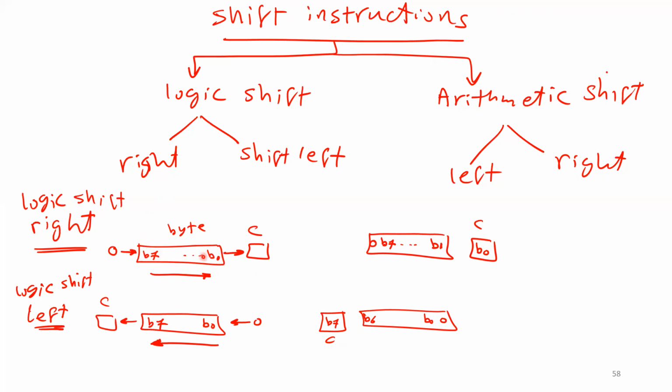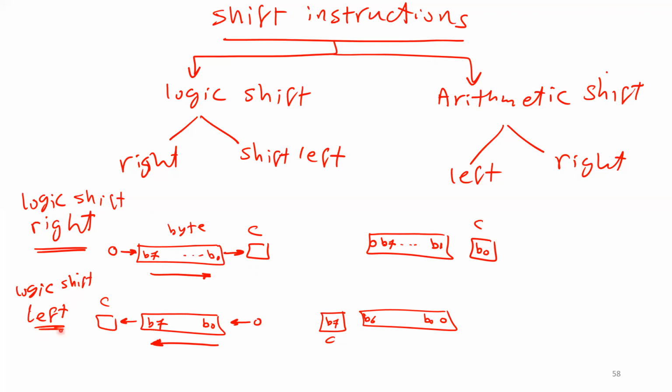And so on. What about the first one here? The first bit should be bit number 1. What about bit 0? It's going to go to the carry. This is how it works. When you shift right, every bit is going to be shifted one position. You insert 0 here, and then the first bit has to go to the carry.